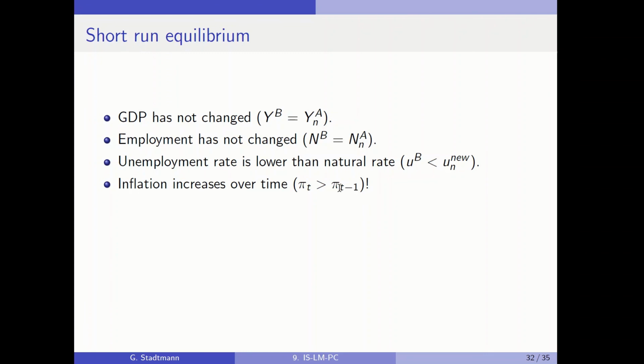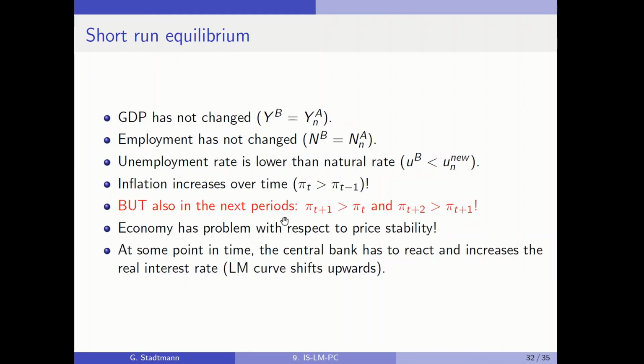This is very important to understand why this is the case. The companies have to pay for the higher oil price bill, and hence they will raise the goods prices, and this will lead to inflation. The inflation rate is higher in year T compared to the previous year. This will also be the case in the next periods. So also in the period T+1, the inflation rate will be higher than in period T, and in T+2, the inflation rate will be higher than in T+1. So the economy has a problem with respect to price stability.